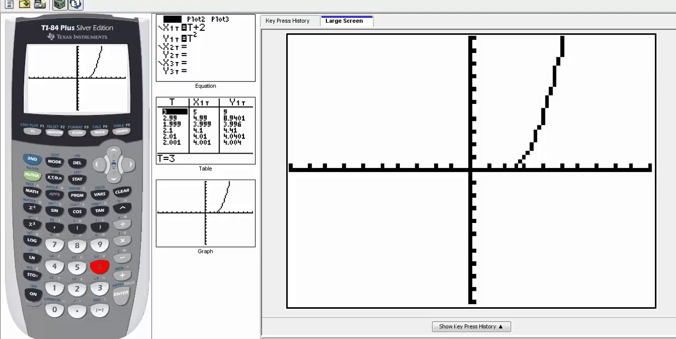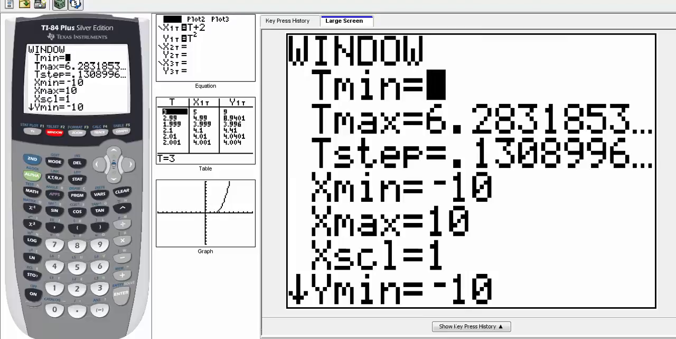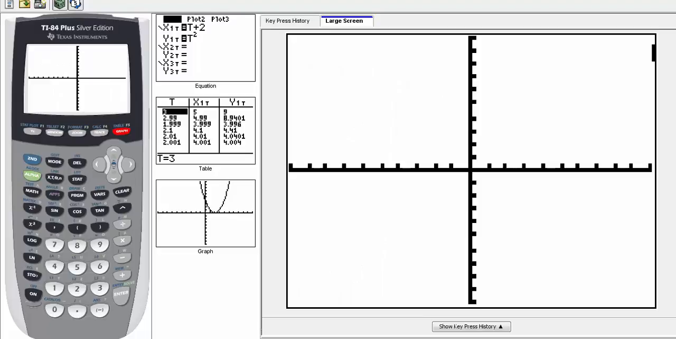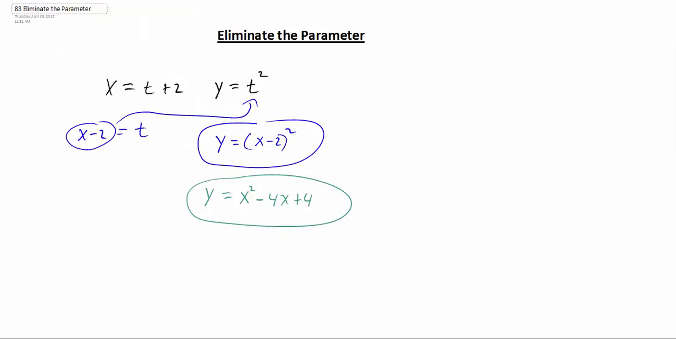Now, if you notice here, we only have half of the parabola. And if we go into the window, it's because here our t minimum is 0. We could certainly make that, I'll just pick negative 10, and we can see what happens. We hit enter and graph. And notice there, when we pick some negative values for t, we actually get the entire parabola. And that's the same thing we would end up with if we looked at the graph of x minus 2 squared.